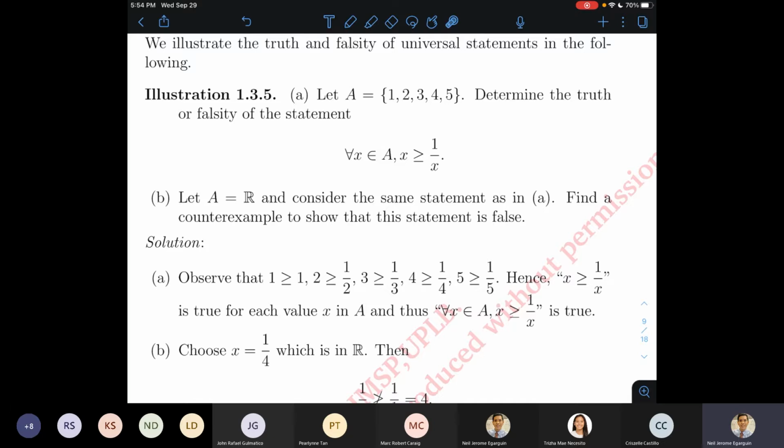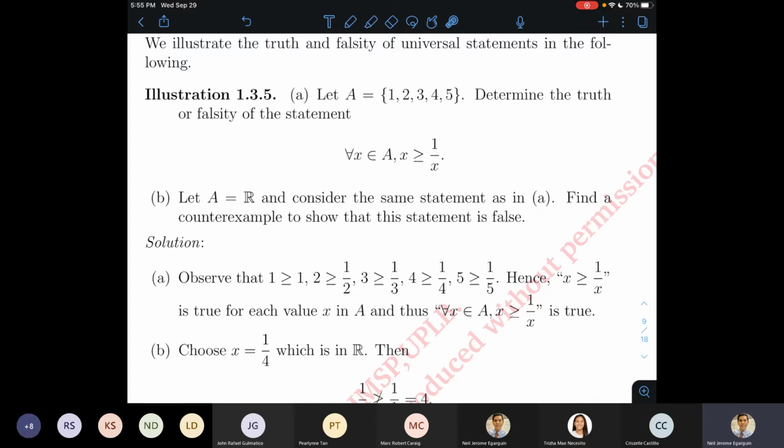So if I plug in x equals 1, 1 is greater than or equal to 1, that's true. Plug in 2, 2 is greater than or equal to 1/2, that's true. 3 is greater than or equal to 1/3. 4 is greater than or equal to 1/4. And 5 is greater than or equal to 1/5. Since this statement is true when I replace x by all elements of A, then we say that this universally quantified statement is true.